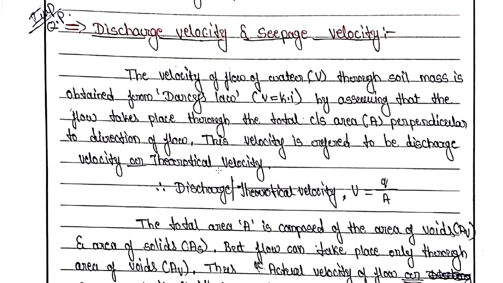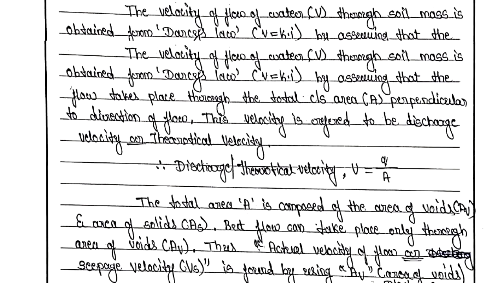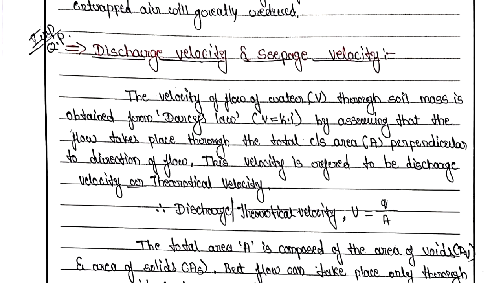But what is seepage velocity? Seepage velocity is nothing but total discharge divided by area of voids. So why are we going to consider area of voids? Because the flow can only occur through the voids. Okay, so now the difference between discharge and seepage velocity is clear.